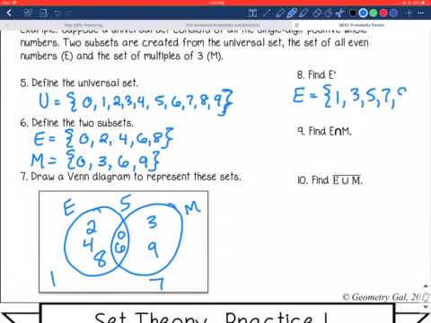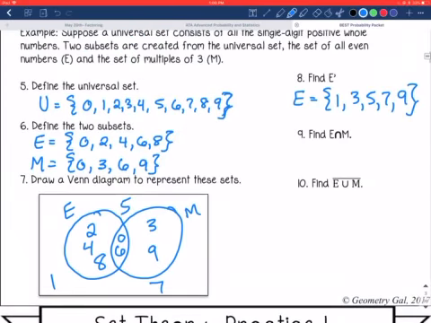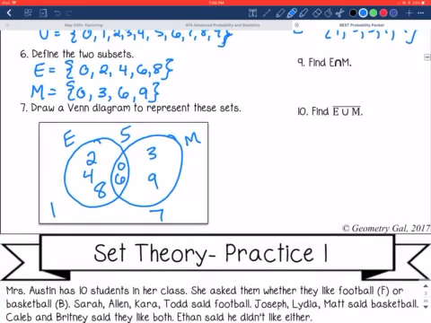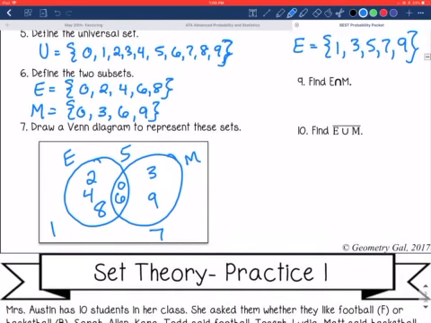So we need to list those. 1, 3, 5, 7, 9. So sometimes it's really easy. Obviously, that's just which ones are not even, and you would be able to tell me off the top of your head. Sometimes it's really helpful to draw a Venn diagram so you can visualize it and see it.